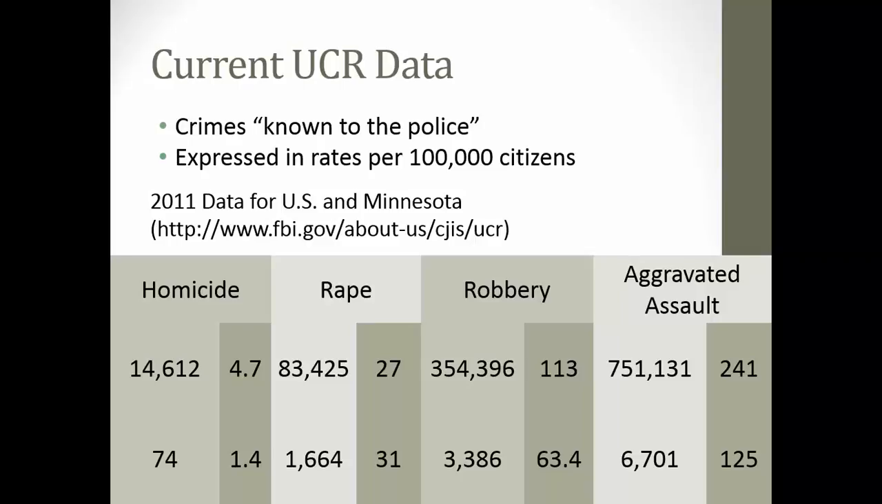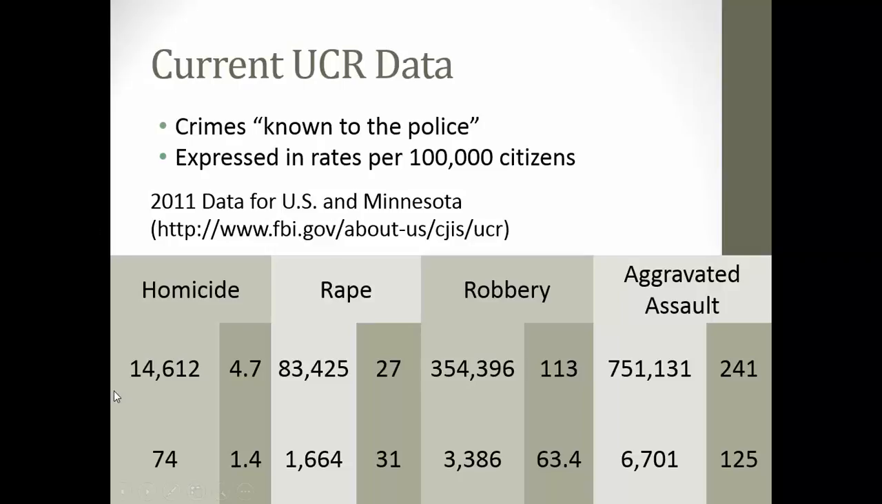So UCR data, what do we know about the major forms of violence? These are all the Part 1 data. I should probably update this, but they haven't changed a bunch since 2011. There's roughly 14, 15,000 homicides in a given year. That equates right now to a homicide rate of about 4.7 per 100,000.